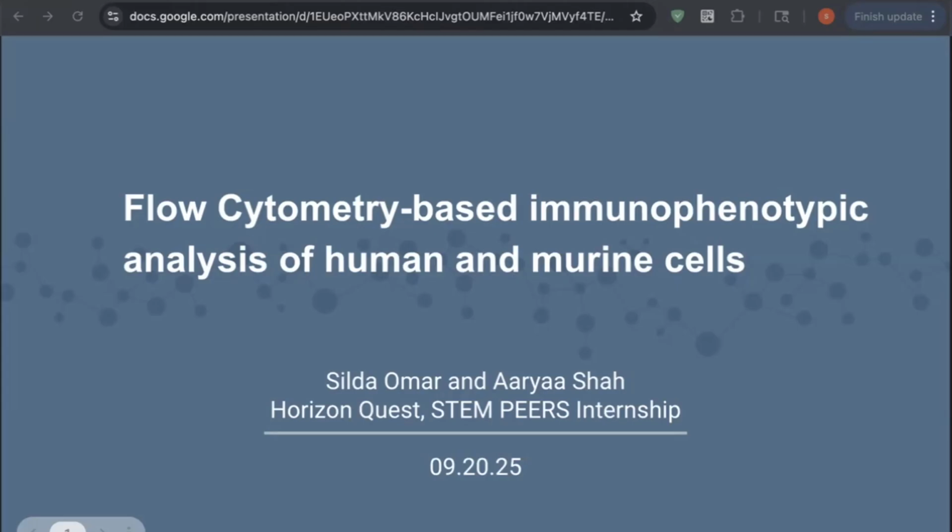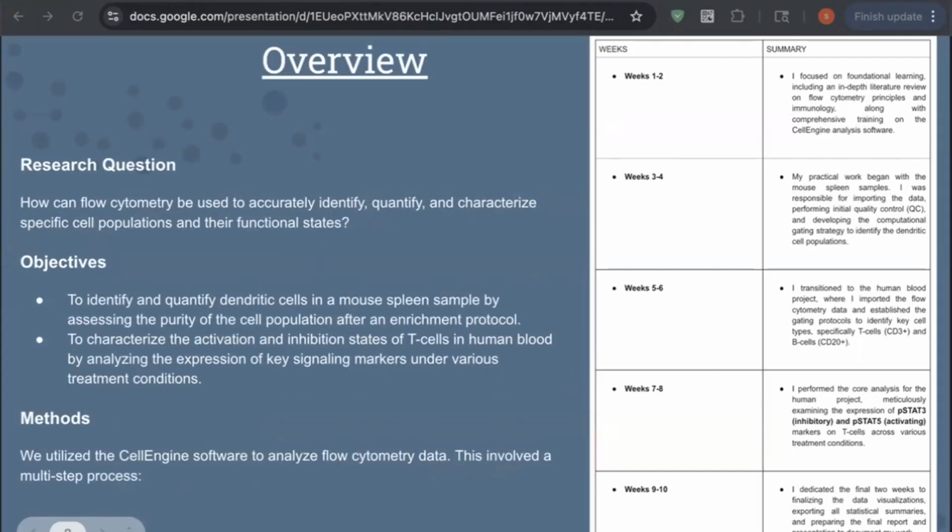We then transitioned into the practical phase of applying these skills to real-world samples in weeks 3 and 4. Our work began with the mouse spleen samples, where we were responsible for data quality control and developing a gating strategy to identify dendritic cell populations. We then moved to human blood samples in weeks 5 and 6, where I established the gating protocols to identify key cell types and specifically T and B cells.